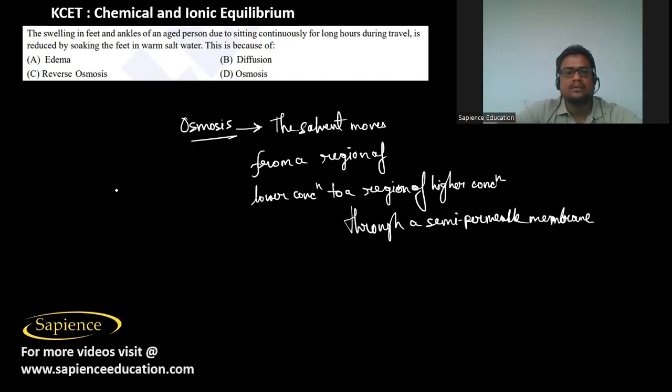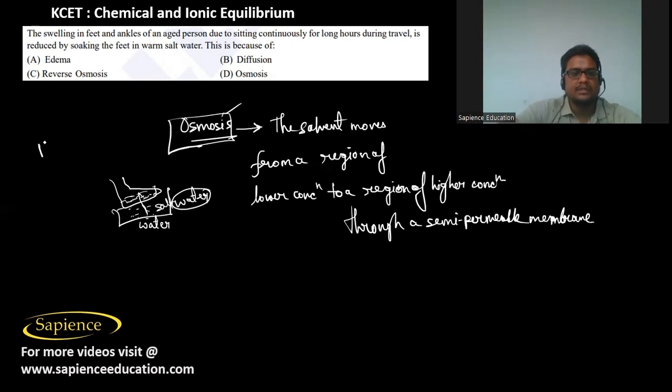So when the feet and ankles are swelling, it means that here the concentration of the salt will be high, and here if we put it in warm salt water, the concentration of the salt is high here and low there, so the solvent, which is the water, will move from the salt water towards the feet. So this process is called osmosis. So option D is the correct answer.